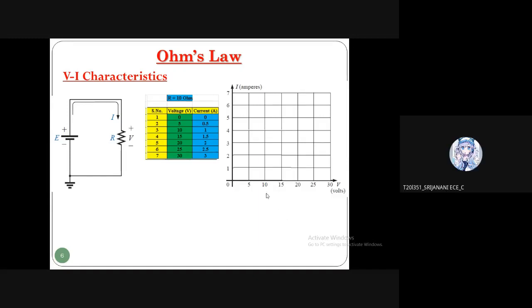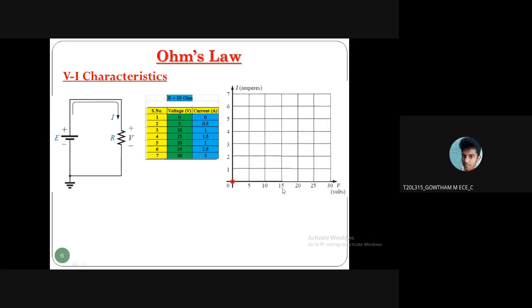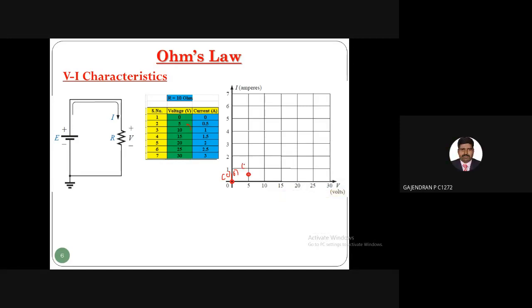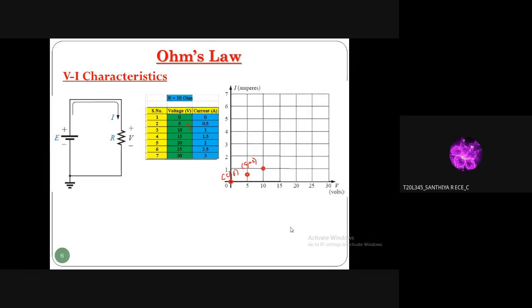0, sir. Origin. 0, 0, sir. This is 0, 0. What is the second point? 0.5. But which is the x axis, that we should say first. x axis 5, 0.5. Correct? Yes sir. Has the dot come? Yes, sir. Then what is the number for this point? 5, 0.5. Next, 10, 1.